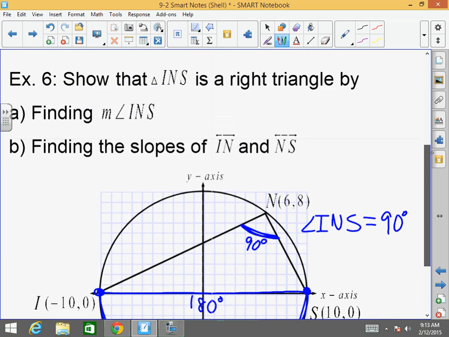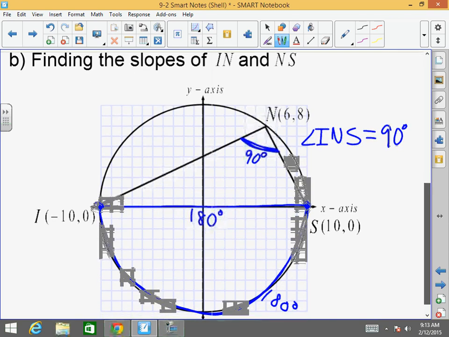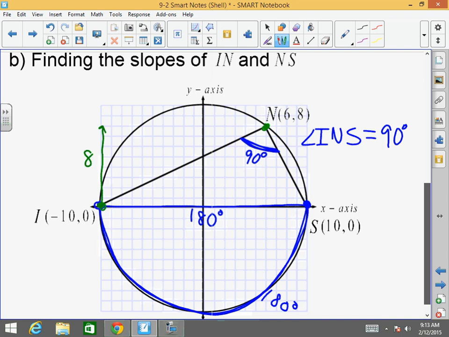Secondly, let's prove that triangle INS is a right triangle by finding the slopes of IN and NS. Well, the slope of IN, I'm going from -10, 0 right here to 6, 8. So am I not going up 1, 2, 3, 4, 5, 6, 7, 8? So my rise is 8, and my run is 1, 2, 3, 4, 5, 6, 7, 8, 9, 10, 11, 12, 13, 14, 15, 16. My run is 16. So my slope of IN is rise over run, which is 1/2.